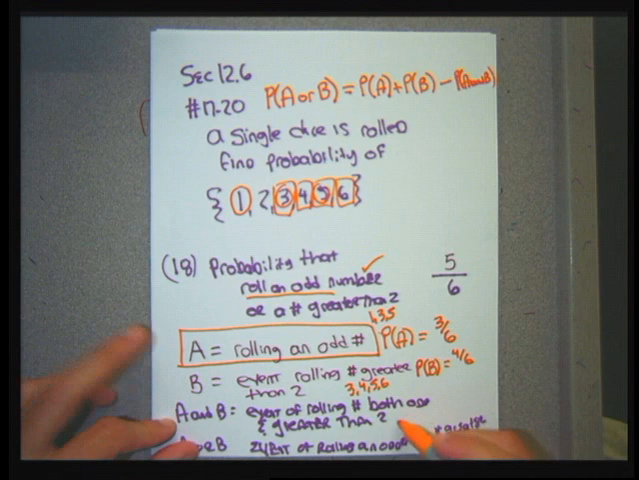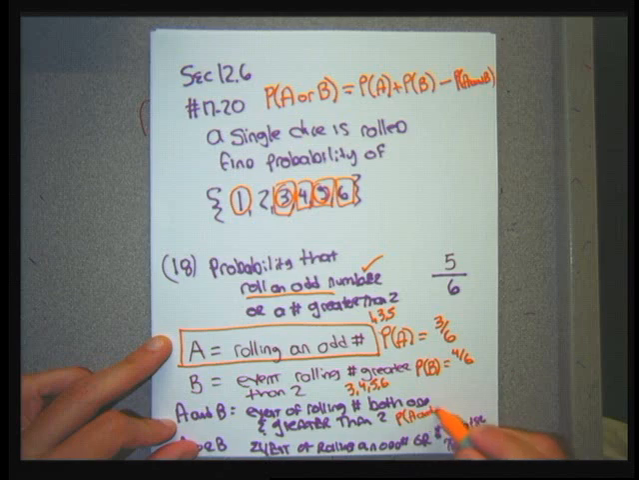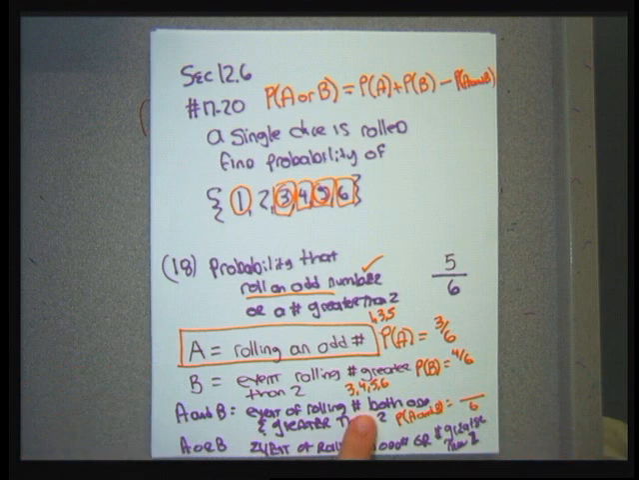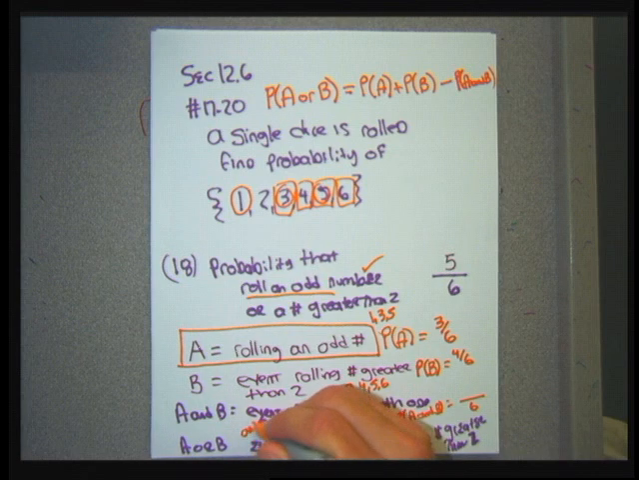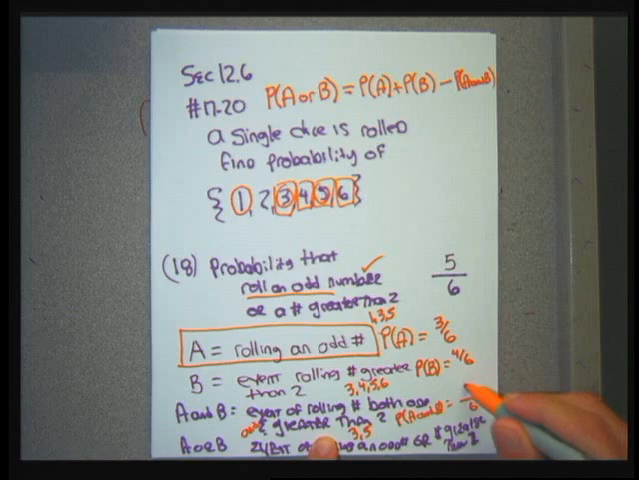A and B, the probability of events A and B is the probability of rolling a number that's both odd and greater than 2, and the numbers that are both odd and greater than 2 are 3 and 5. So the probability of rolling a number that is both simultaneously odd and, I should have really written the word and here, greater than 2, is going to be 2 out of 6.